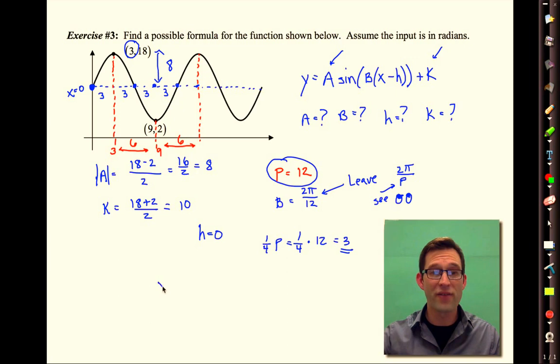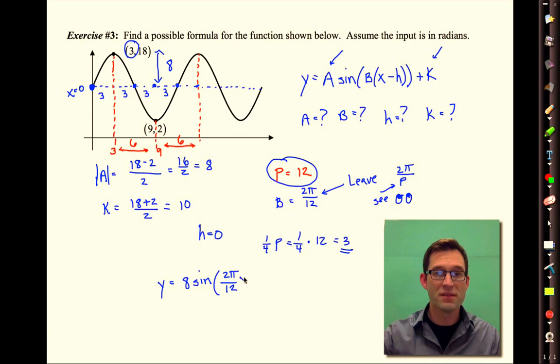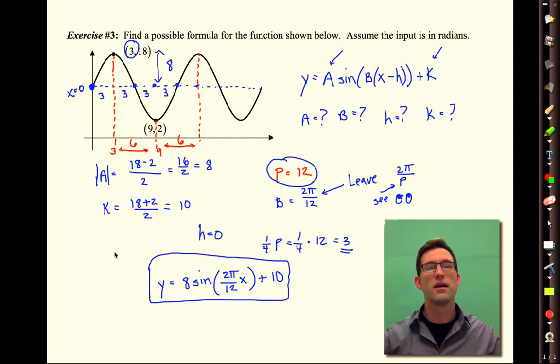So let's write down that final model. Y equals 8 times the sine of 2 pi divided by 12 times x plus 10. And there it is, the full sinusoidal model. All right, without a significant h. Throw that into your graphing calculator, check that it goes through 318 and 9.2. Just make sure you're in radian mode, otherwise it's going to think you're talking to Reese.